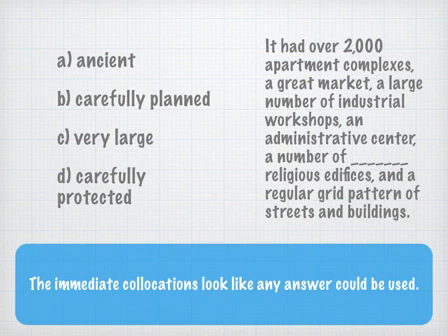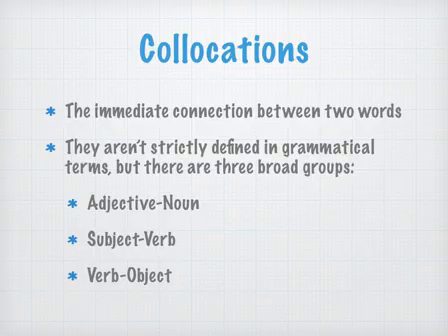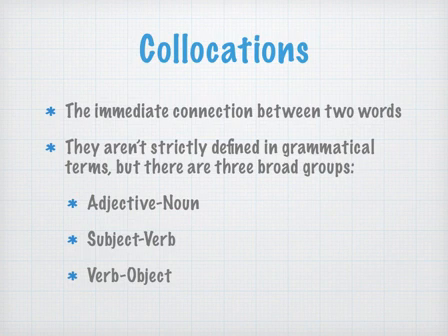What we can see from this question, by creating a blank before the object that we want to describe, is that almost any of the immediate collocations look like any answer could be used. We could easily choose A, B, C, or D here. So let's have a look in a little bit more depth at collocations. Collocations basically describes the immediate connection between two words. Now, they cause problems for English language learners because they aren't strictly defined in grammatical terms, but there are three broad groups. Unfortunately, there are just big long lists of collocations that you can learn, of things that generally go together.